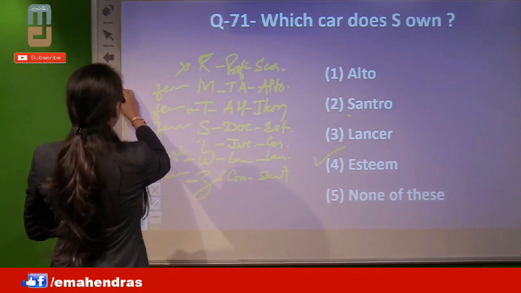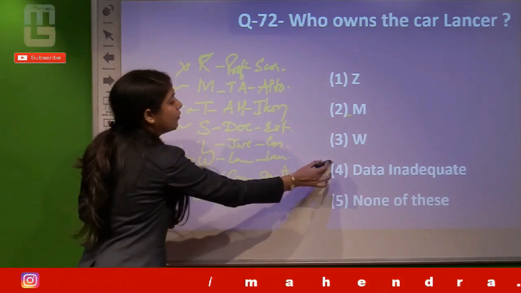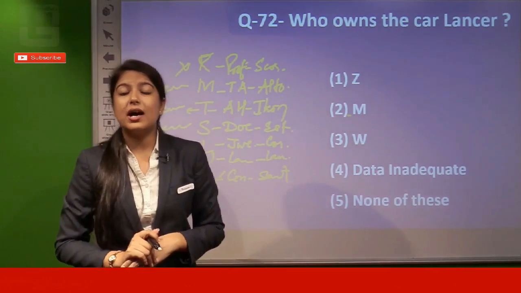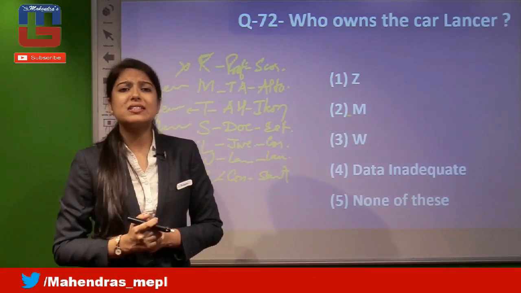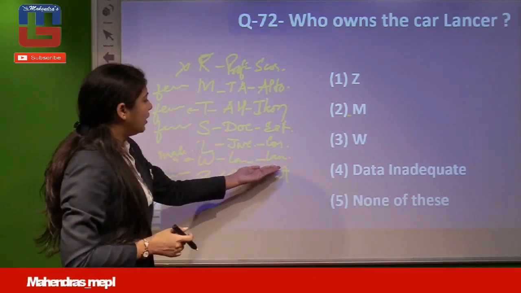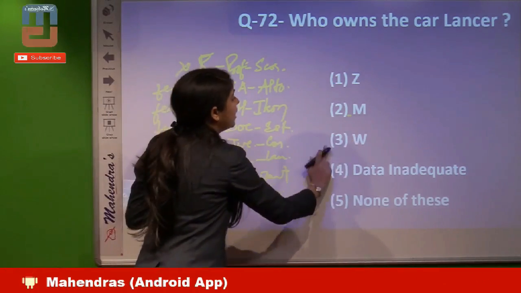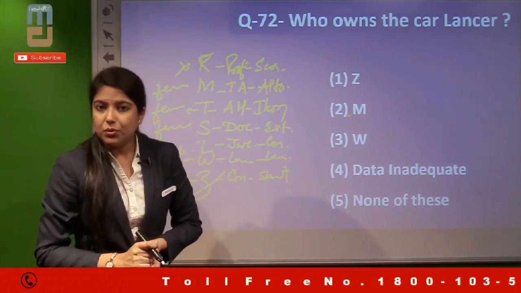Right? Now, if we look upon the next question, it is asking who owns the car Lancer. Lancer car is owned by whom? So, we know Lancer was owned by a lawyer and lawyer is W. So, our answer would be option number 3, W, right?